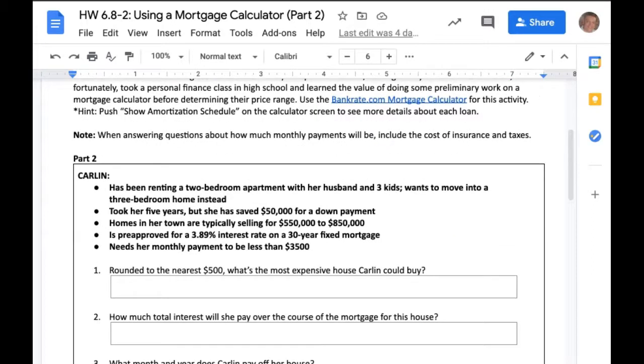So the idea here is, of course, we have a down payment of $50,000. We know how much we can spend, $3,500. That's our budget, how much we can spend a month. We're looking to buy a house, and the houses typically cost around $550,000 to $850,000 in the place where we're living. We were able to get a 3.89% interest rate, and so the question now becomes, what can I afford once I have that?